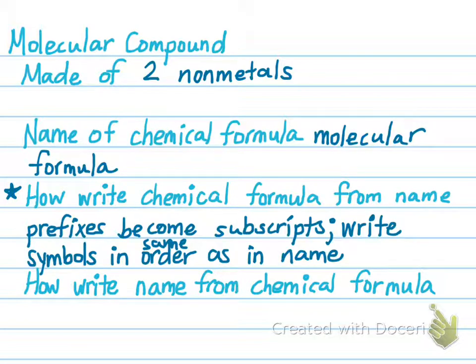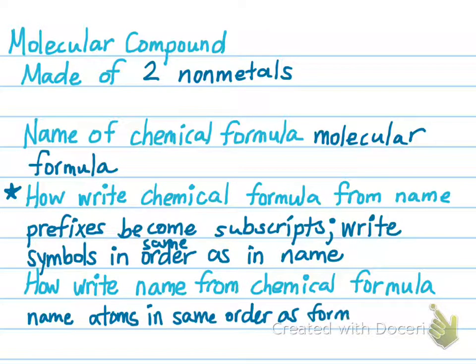Next, how do you write the name from the chemical compound? Again, we're going to do this occasionally, but not nearly as often. So this means I've given you the chemical formula. How do you write the name? For molecular compounds, again, we name the elements, or we'll say, how about atoms, in the same order as the formula, with the second atom ending in "ide."